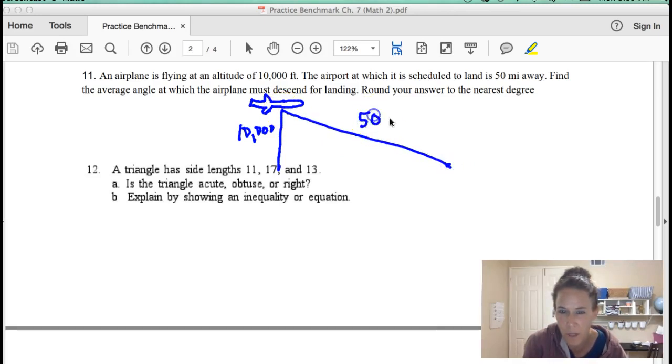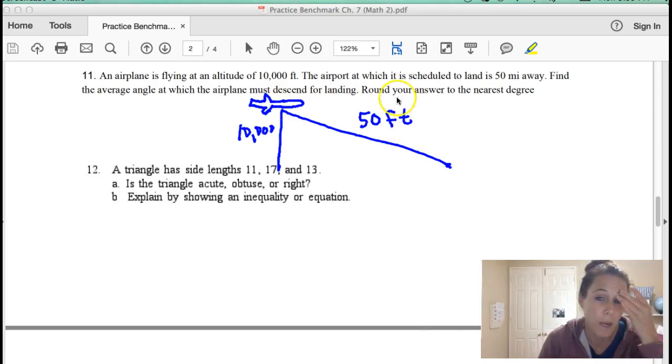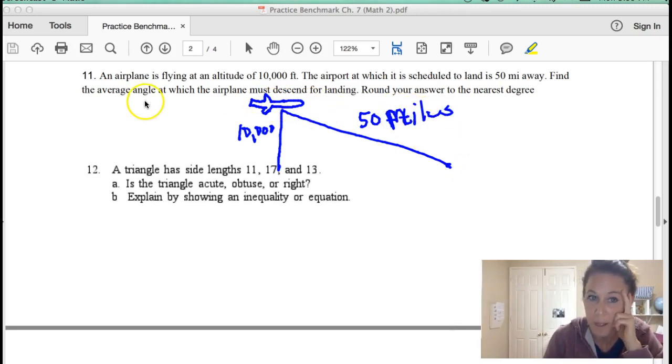Now it might be confusing where that 50 miles would be. Would that be 50 miles from the ground or from the plane? It says it's 50 miles away, so I'm going to do from the plane. And I put feet, sorry, miles. That is important because it says miles, not feet. It's 50 miles away. Find the average angle which the airplane must descend for landing. So we're talking about an angle of depression, not an angle of elevation. So we want to know the angle that this airplane will tip its nose down for landing. So this angle right here is what we want to know, x.